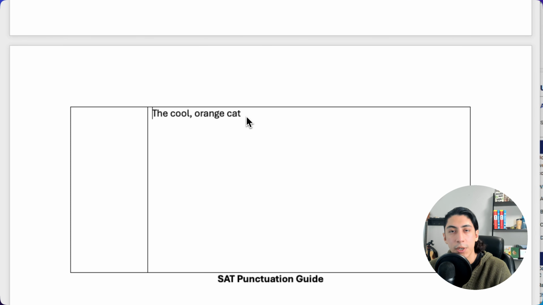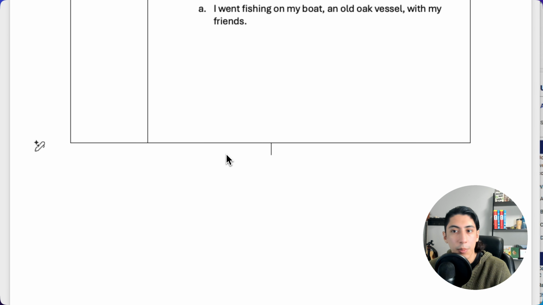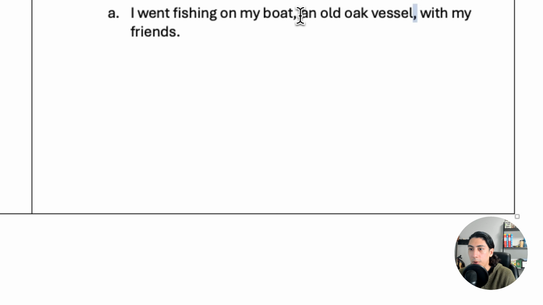You can use it to separate two different adjectives. For example, I can write down here, the cool orange cat. You'll see that there's two adjectives, cool and orange, for cat. For parentheticals, I might see it like this. This is pretty much the exact same sentence I used, but I'm going to use two commas instead of dashes. It says, I went fishing on my boat, an old oak vessel, with my friends. I'm just going ahead and adding extra information about this boat, but it's not essential. I can actually remove it. I can put, I went fishing on my boat with my friends, and that is totally fine.